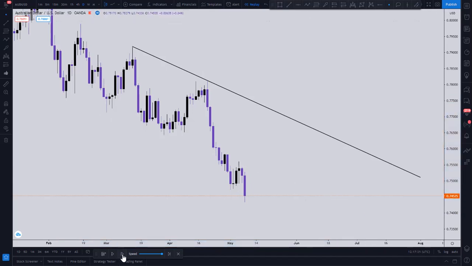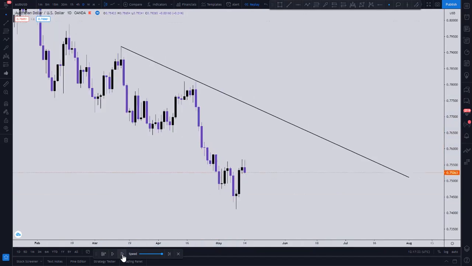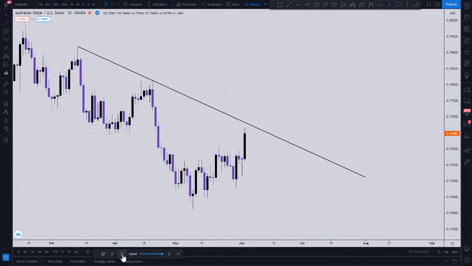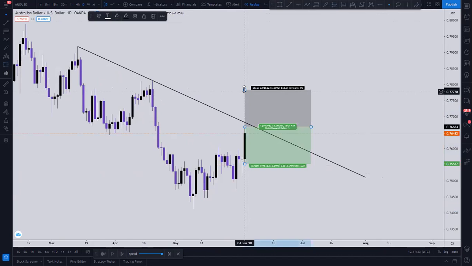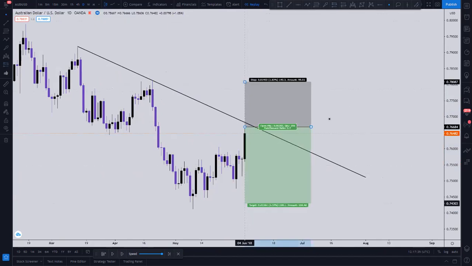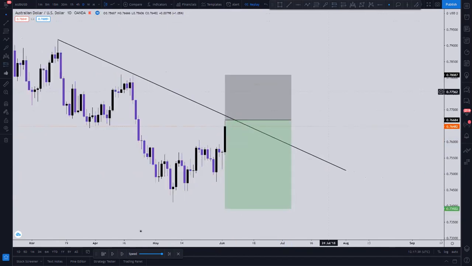So immediately when price starts to create a tap around here, I will be waiting for my sell opportunities, which will be that, and then stop loss just right above that.